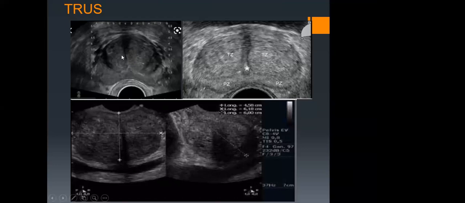And in truth, this is how it appears. And you can see our capsule. And we have a more rounded prostate. We have a more rounded prostate than ovoid.